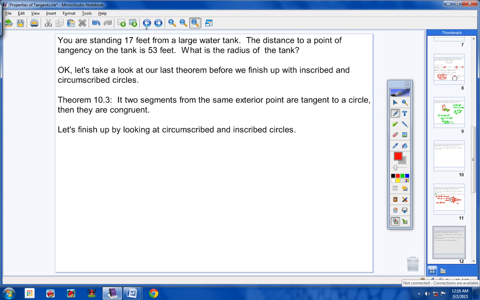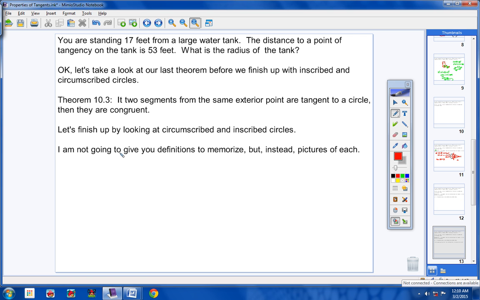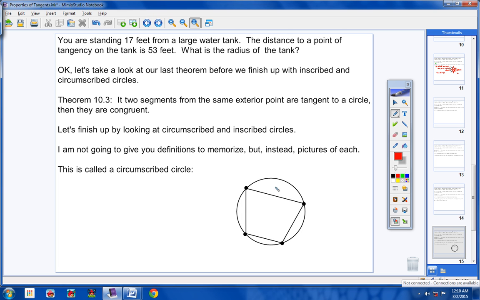Now, let's finish up by looking at circumscribed and inscribed circles, and we'll be finished for the day, okay? I'm not going to give you definitions to memorize, but instead pictures of each one, okay? Now, this is called a circumscribed circle. Circumscribed, that means the circle is on the outside, and it's circumscribed around something, okay? So you know you have a circumscribed circle when the polygon that's on the inside has every single vertex lying on the circle. Look, if there is just one vertex that's not lying on the circle, then you do not have a circumscribed circle, okay?